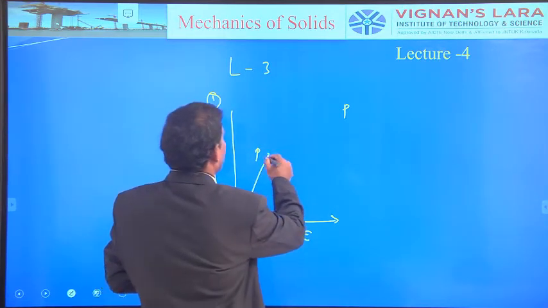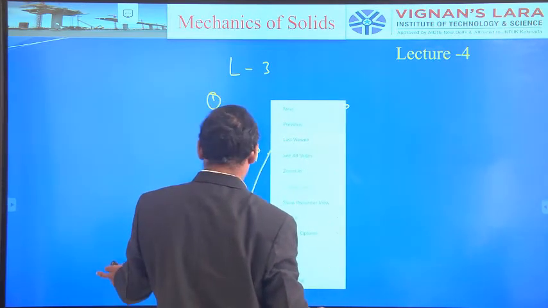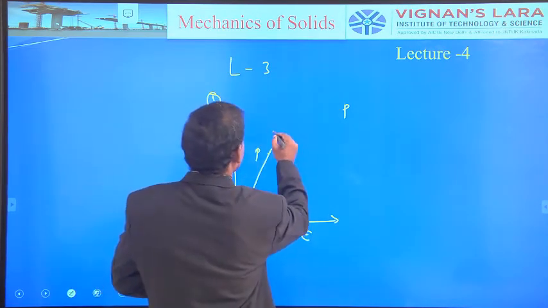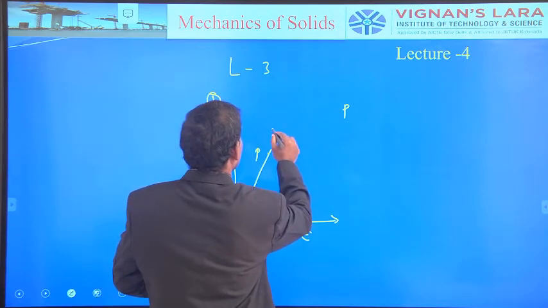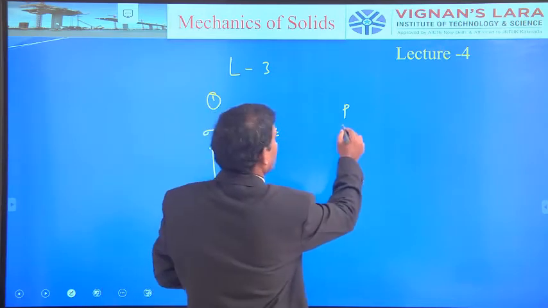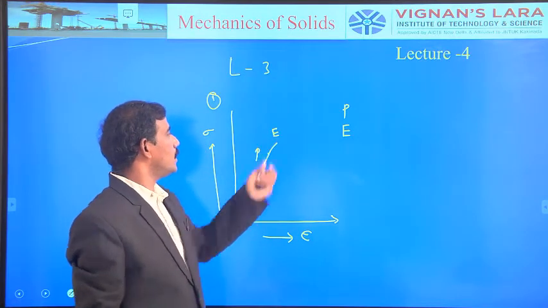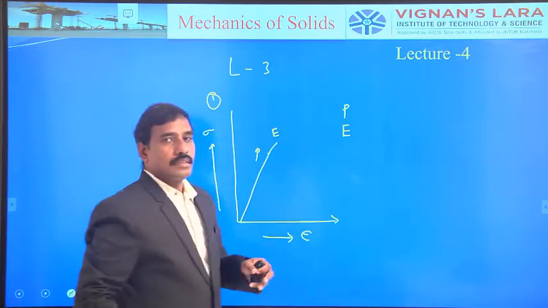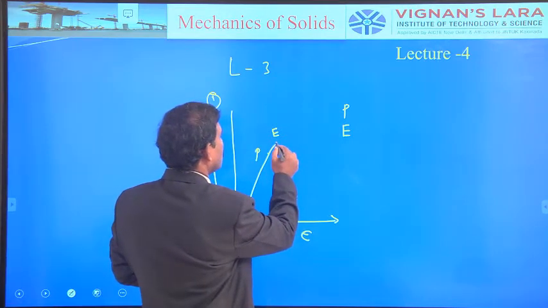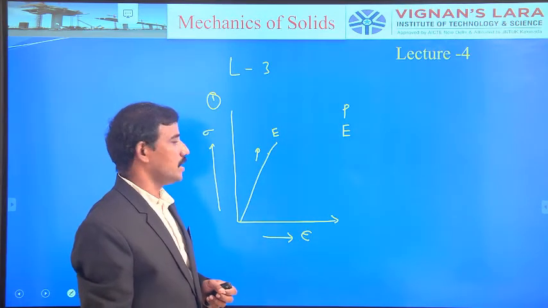Then the force is increased. When the force is increased, the deformation also increases proportionally, but it is rapid. That point is E. When the force is removed at point E, the material regains its original shape and size. That property is called elasticity or elastic deformation.